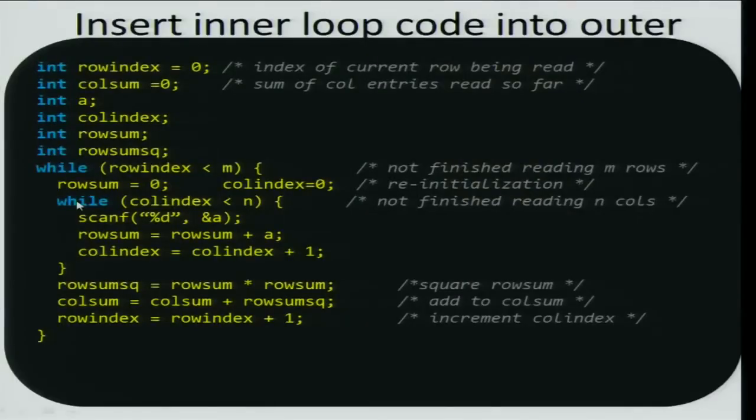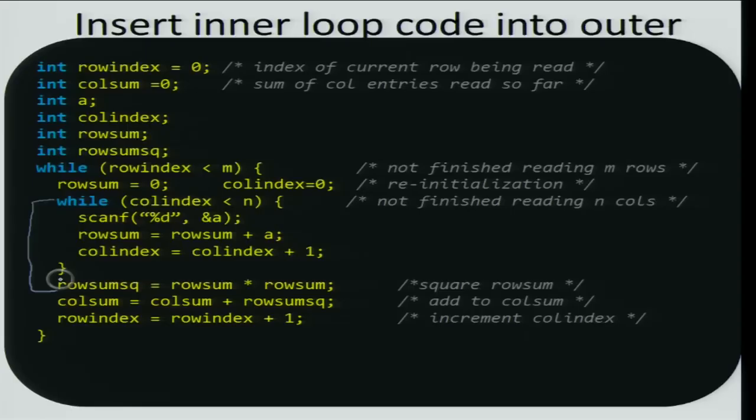So, here is how we put these two loops together. We have a while loop inside a while loop. Remember that this was the previous loop that we had written. So, this was the inner loop that we had written, where at the end of the inner loop you have the row sum squared, right.